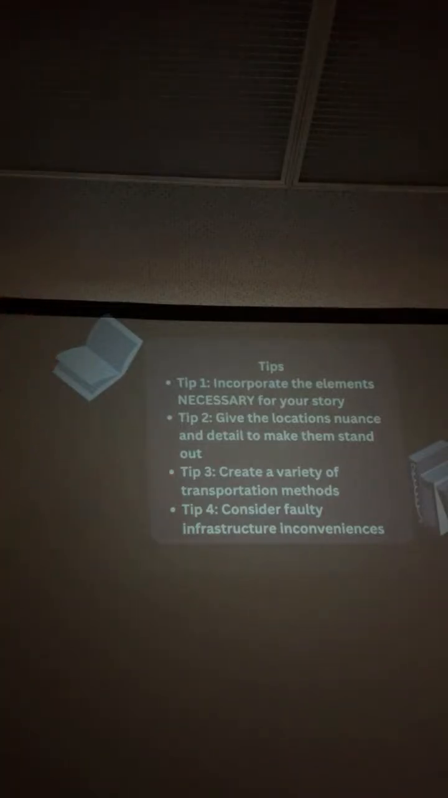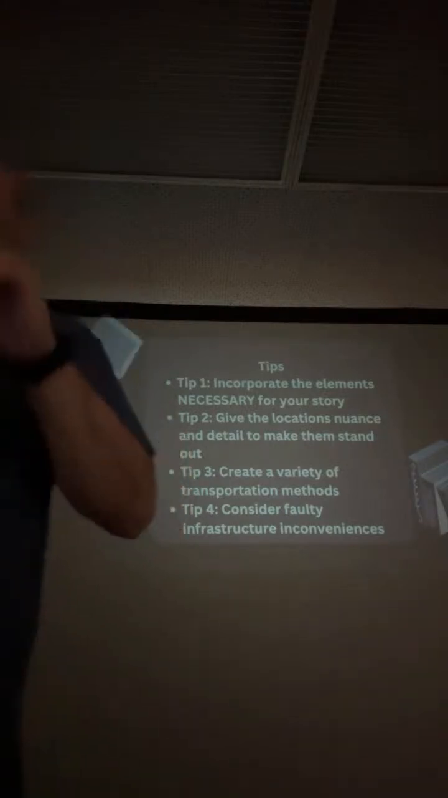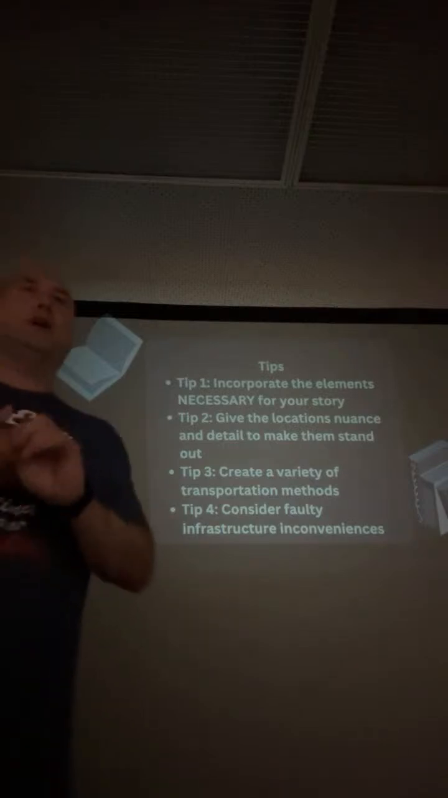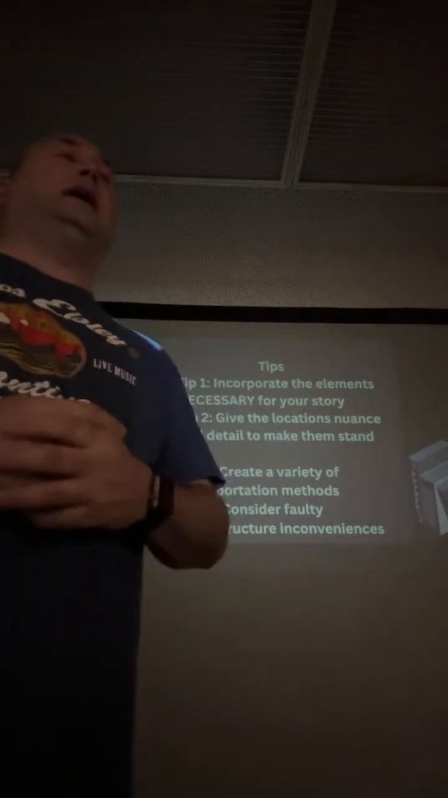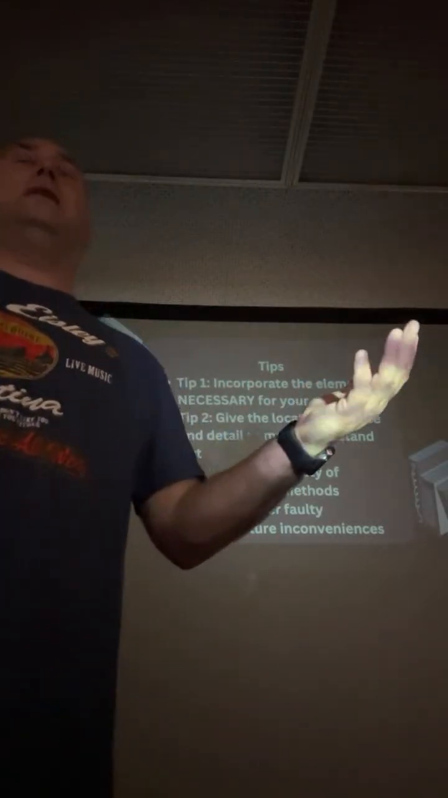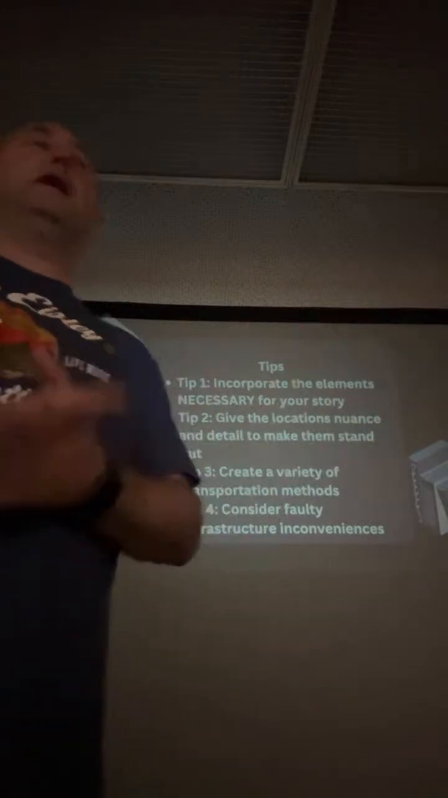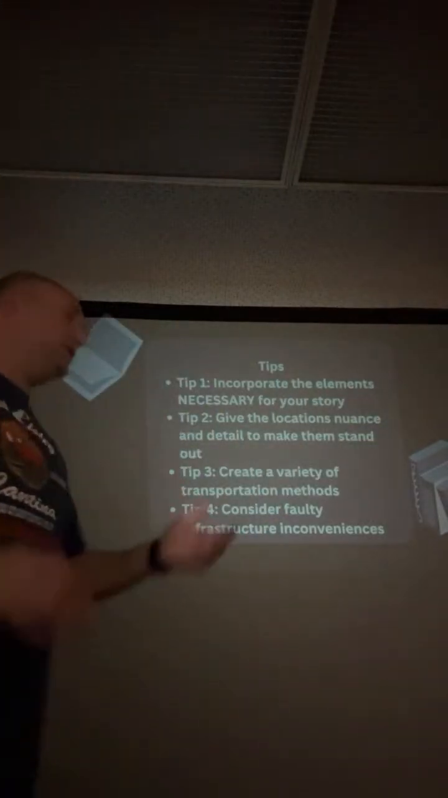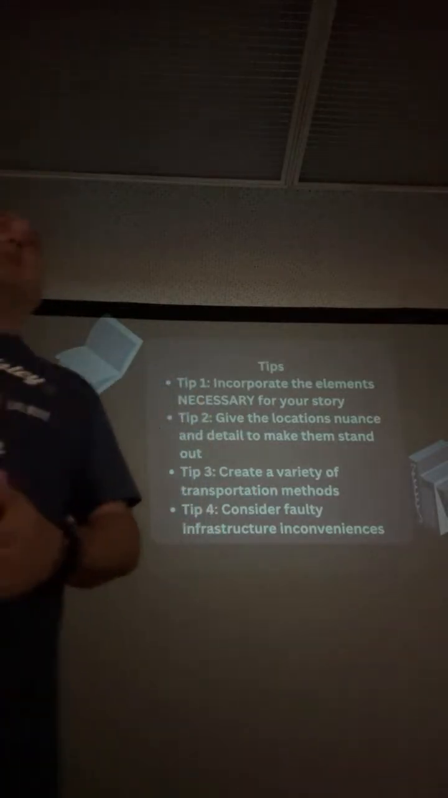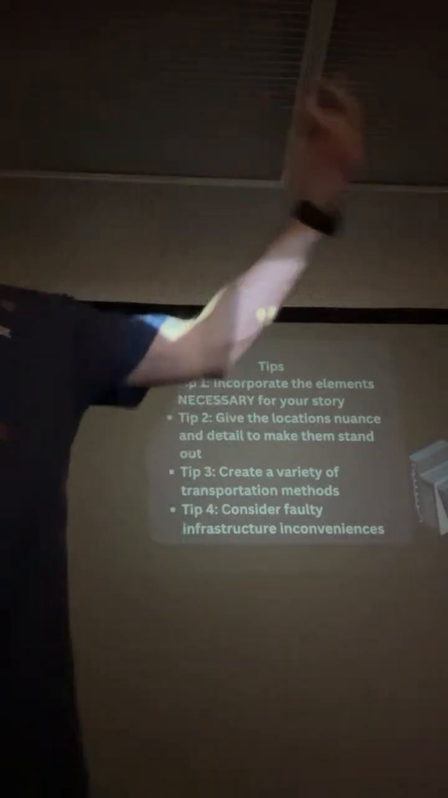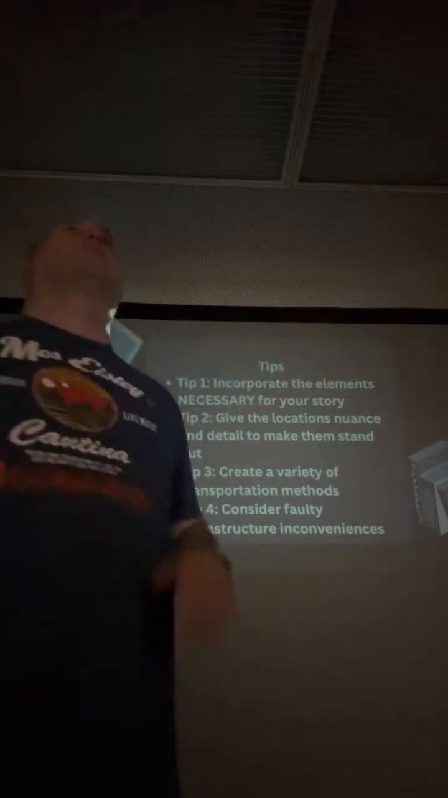Tip number 3, create a variety of transportation methods. This can be something from trains, planes, and automobiles, and other stuff, or it could be spaceships. It could be hovercraft of some kind. In my book series, I have what's called a slipgate. It's a magical spell that opens a portal, which just looks like a ripple in the air, and people can pass through it from one point to another. Basically, it's like a magically opened wormhole.